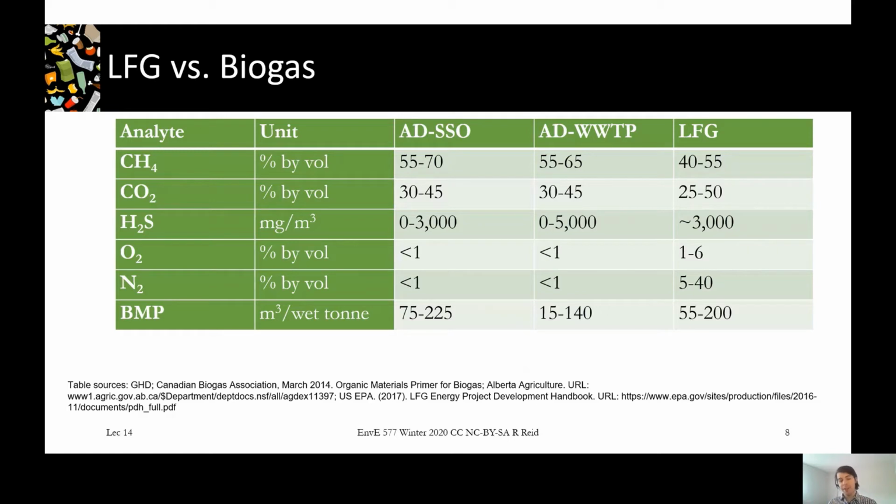So if you've got a landfill with a lot of organic waste going into it, it's going to be just like an anaerobic digester with a lot of contamination in it. If you've got a better diversion system and you don't have as much organics going in, then it's going to be towards the lower end.